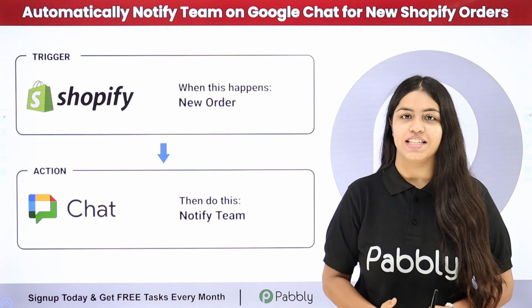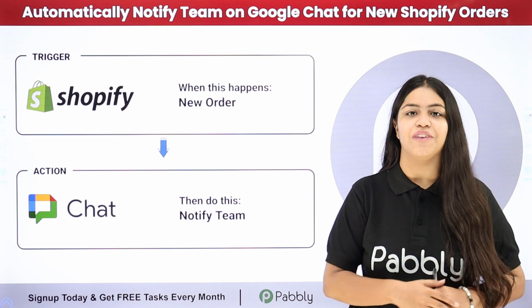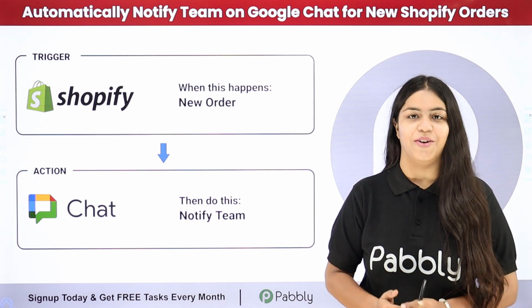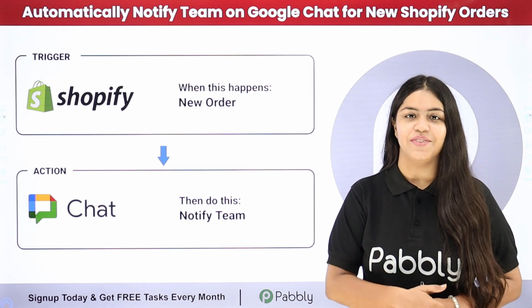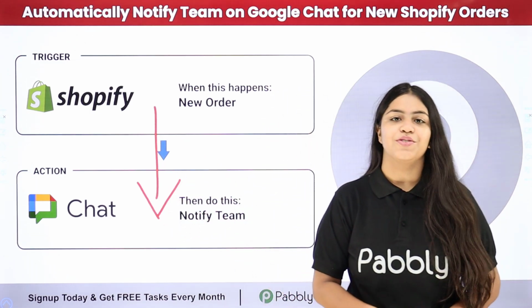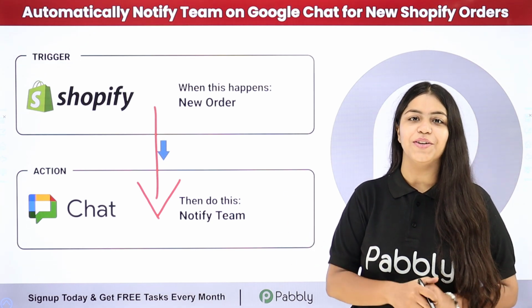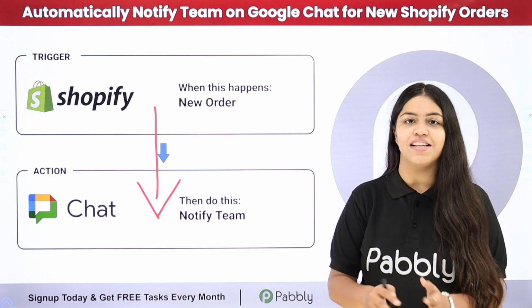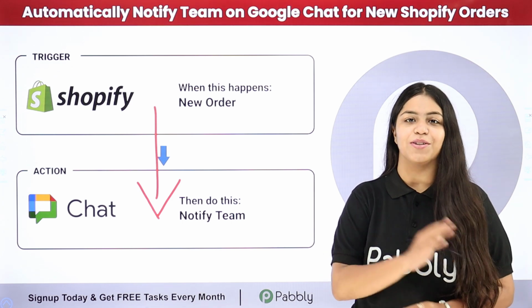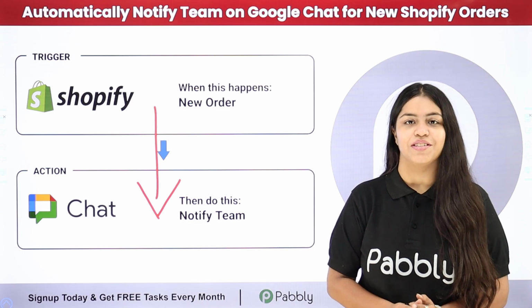So now what I want is that as soon as a new order is placed in my Shopify account, I want to notify my team on Google Chat with the order details. So in order to do this, we are going to create a connection between Shopify and Google Chat. To create this connection without knowing any programming or coding language, we are going to use Pabbly Connect. It is an amazing automation software. So do you also wish to learn this process step by step? Then let me take you to my computer screen.